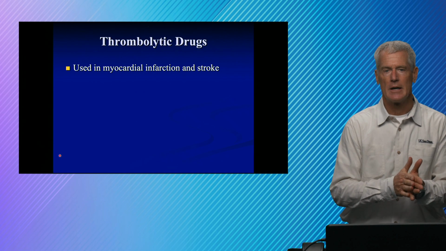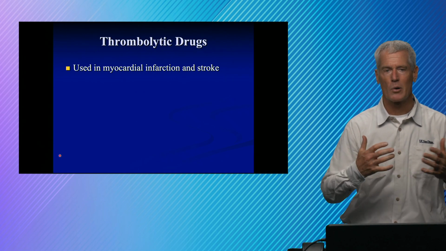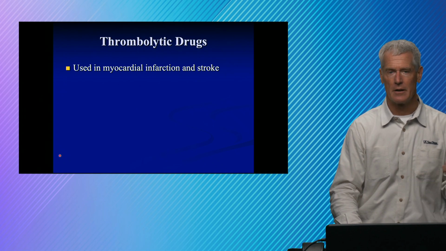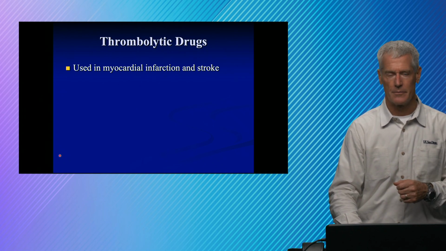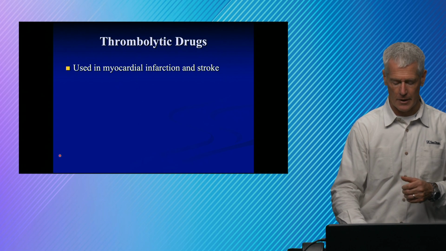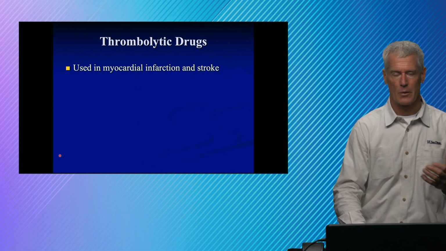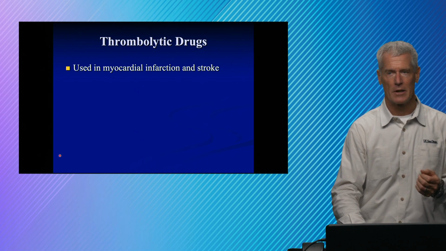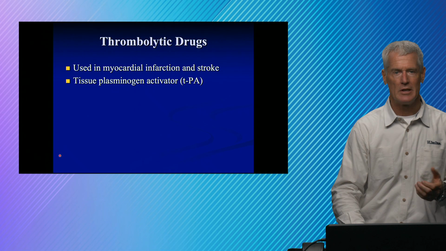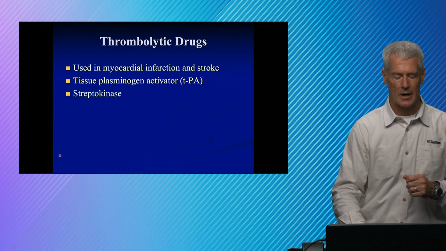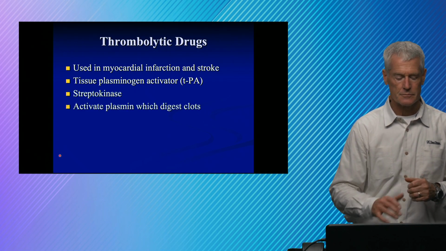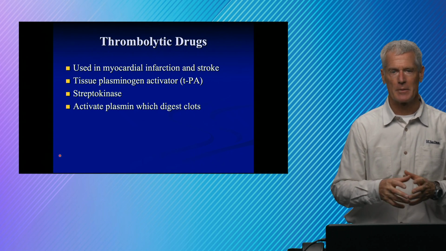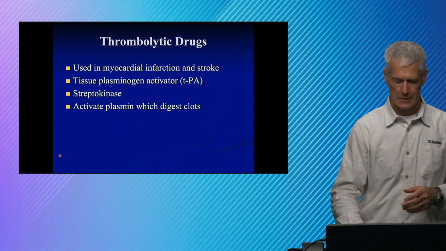Thrombolytic drugs, so if you have hypercoagulation, for example, if you've clotted and thrown a clot into an artery in your heart, that's obviously not good. Same thing with a stroke. Thrombolytics are actually breaking up that clot and allowing blood flow to resume. So TPA is one example. Streptokinase is another example. And essentially they're activating plasmin, so changing plasminogen into plasmin, which is going to digest the clot.